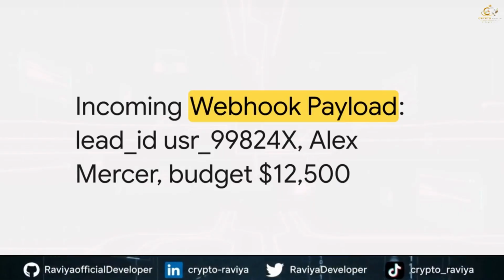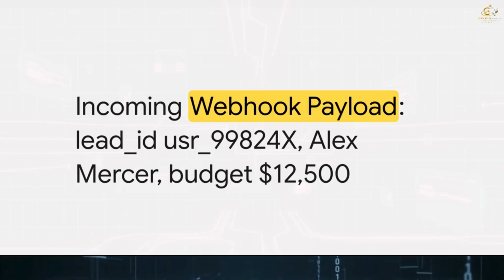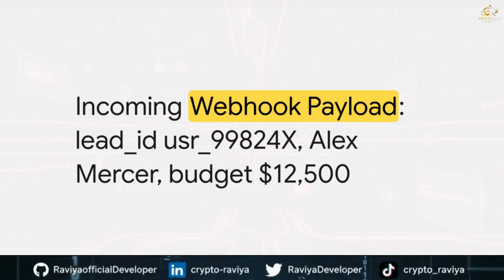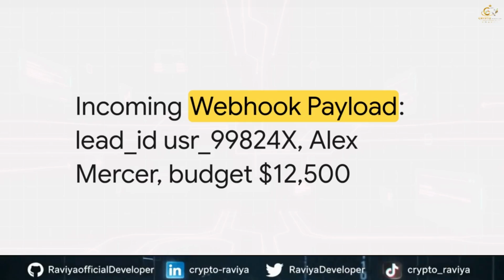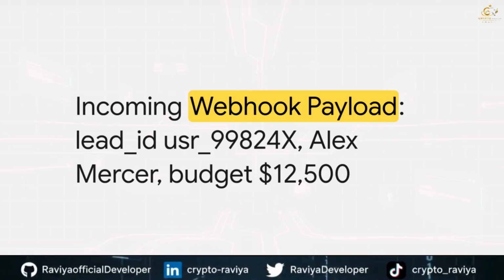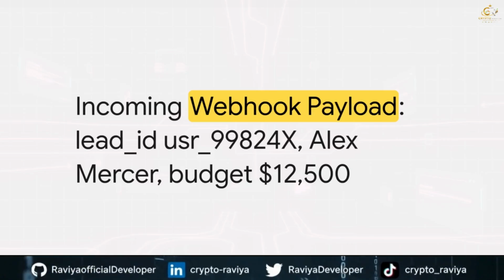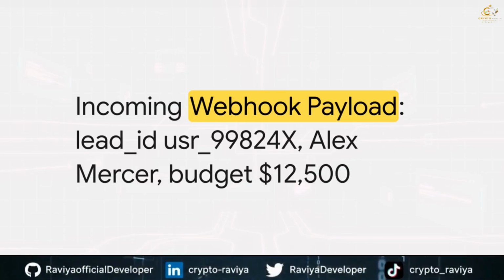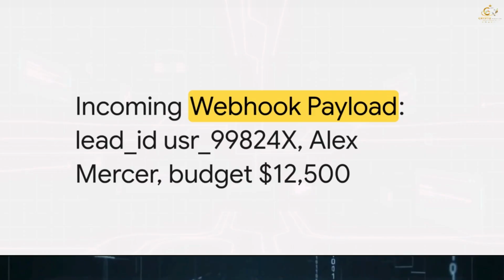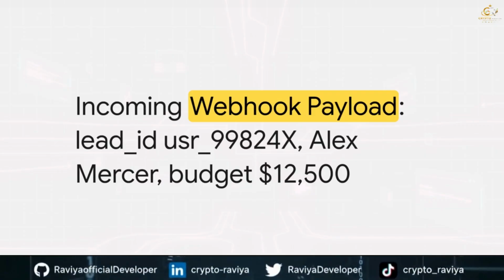So let's actually look at the raw data flowing through those nodes. Here's our sample input JSON webhook payload. We've got a lead ID and the name is Alex Mercer. But check out that key data point right at the bottom, an estimated budget of $12,500. I want you to keep that exact number in mind as we evaluate the logic on the next step.